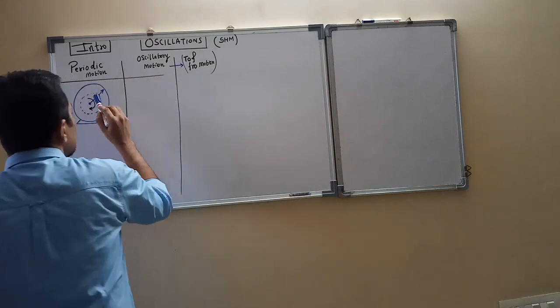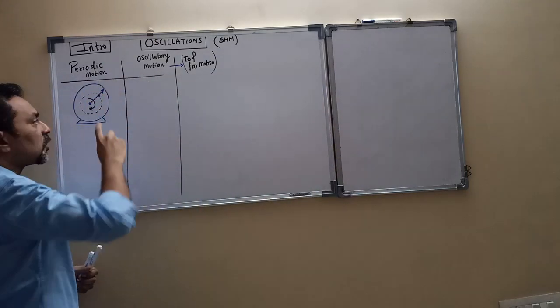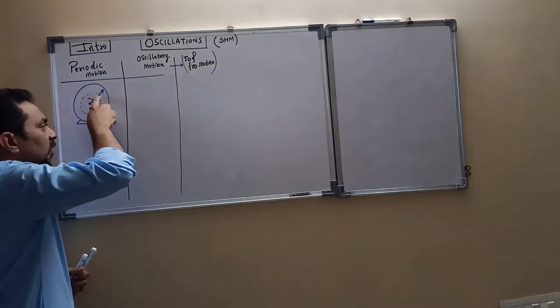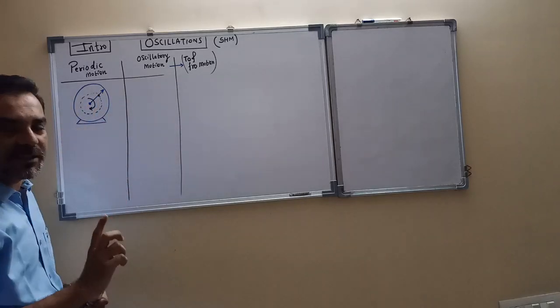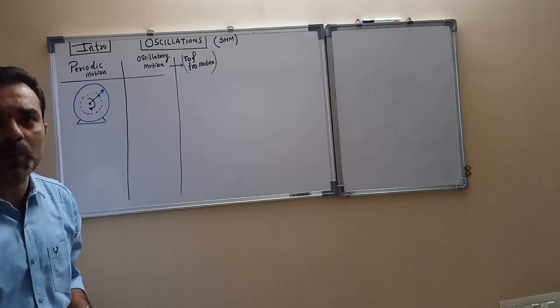In this case, अगर मैंने यही reference point माना, तो this particle is crossing this after regular interval of time. Every 1 hour के बाद ये position को cross करेगा. It is periodic. It isn't the to and fro motion.